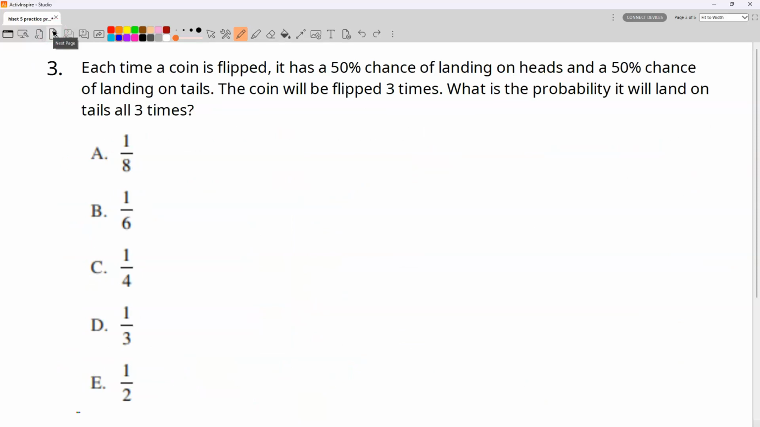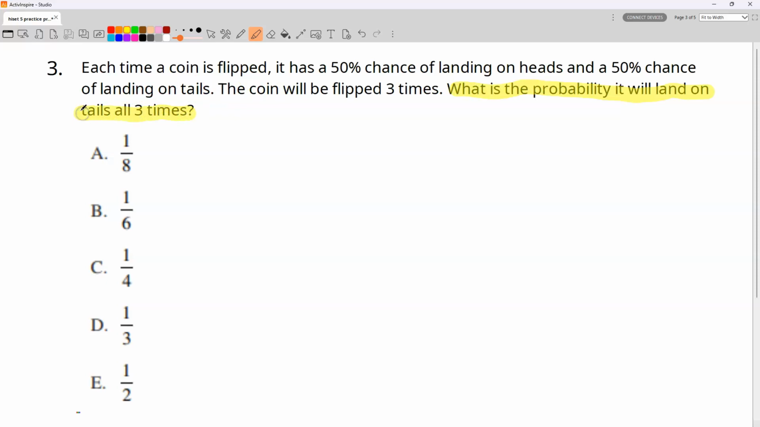Each time a coin is flipped, it has a 50% chance of landing on heads and a 50% chance of landing on tails. The coin is flipped 3 times. What is the probability it will land on tails all 3 times? Let's highlight our final question. I find probabilities one of the most difficult things to explain, so I'll give it my best shot here.